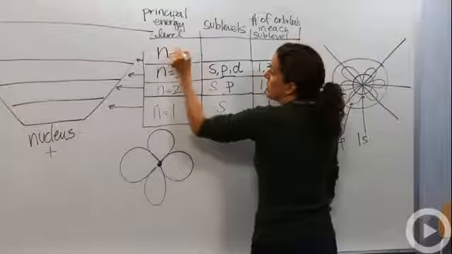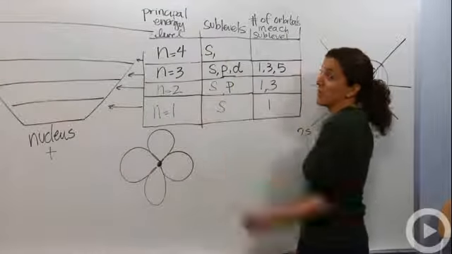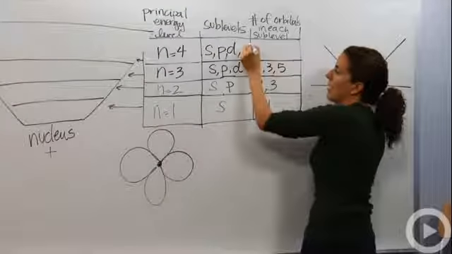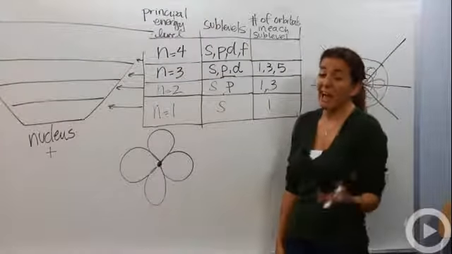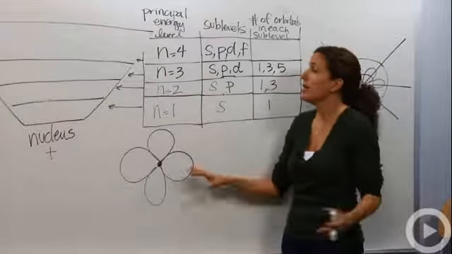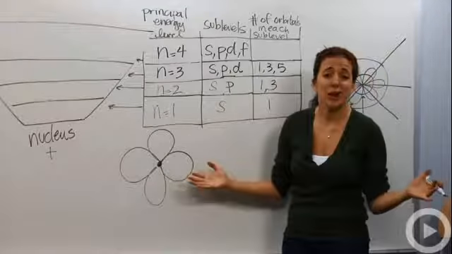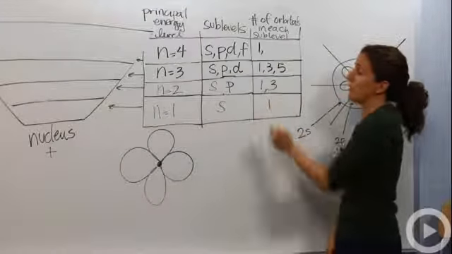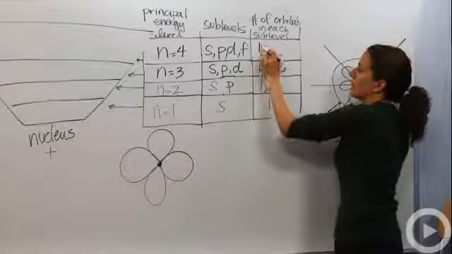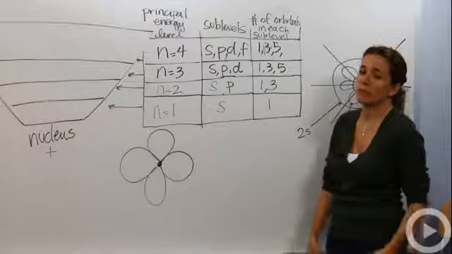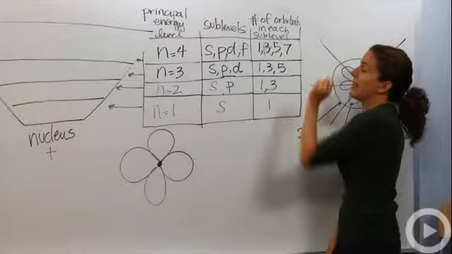In the n equals 4 principal energy level, you have an s also. You have a p. Again, you have a d, and then you also have an f orbital. F orbitals are extremely complicated. Each orbital actually looks very different from the others, so I'm not even going to attempt to draw them because each one's a little bit crazy. But there's 1 s orbital, 3 p orbitals, 5 d orbitals, and as you can guess, there are 7 f orbitals.